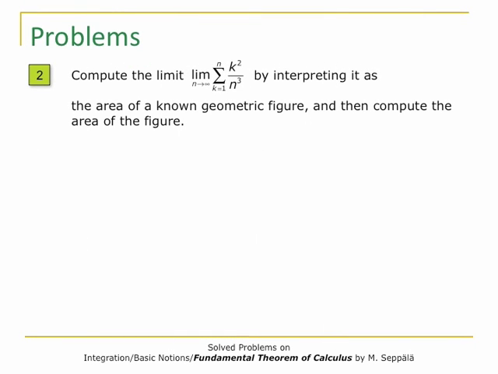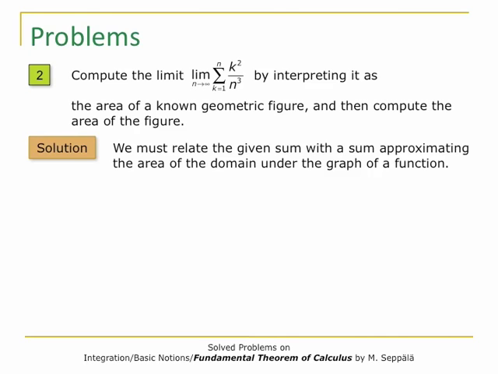In this problem we have to work backwards from Riemann sums to domains and to areas of domains. Our task is to compute the limit as n goes to the infinity of the sum k from 1 to n, k squared over n cubed, by interpreting this as the area of a known geometric figure and by then computing the area of this figure. So we must relate this sum with a sum approximating the area of some domain, preferably of some domain under the graph of a function.